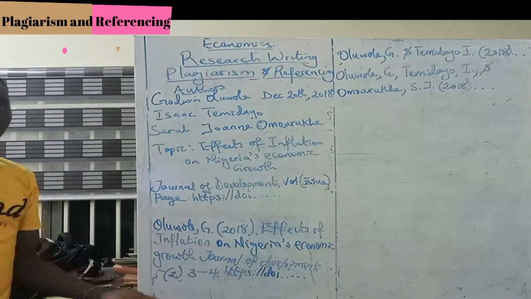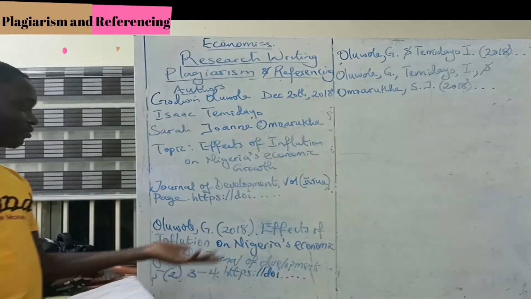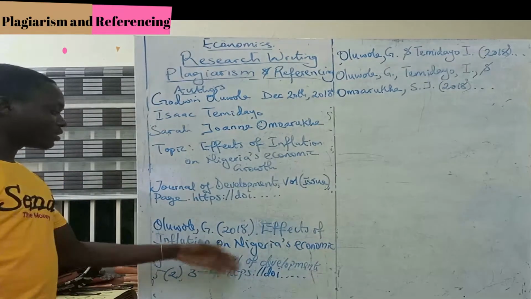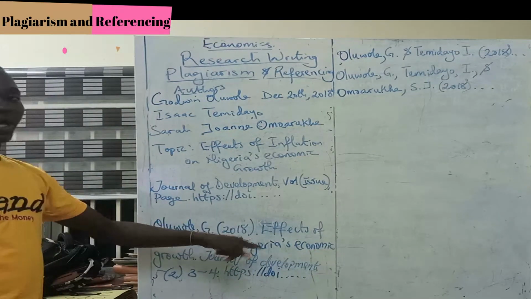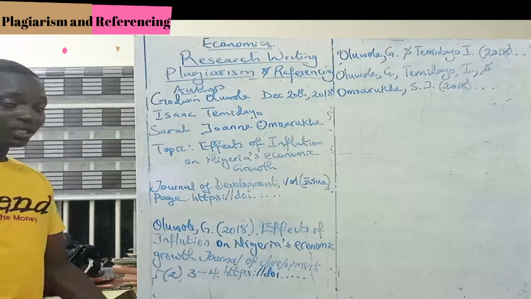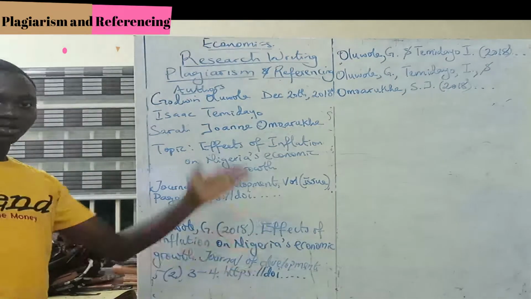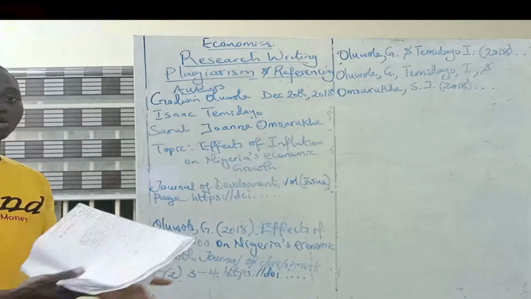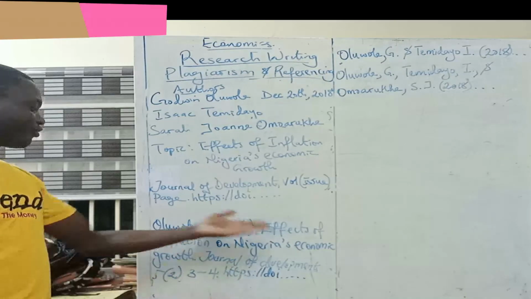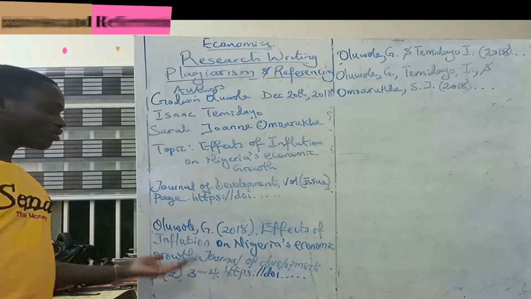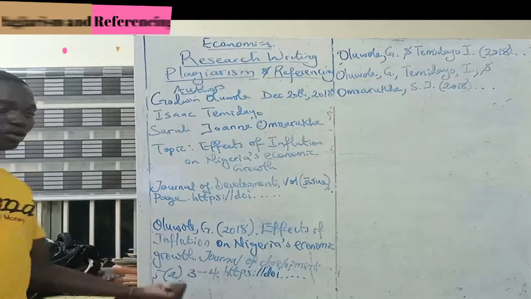You are going to see it inside the journal. You don't have to rack your brain. So you close the bracket, then you full stop after the date of publication. Then the title, of course. The title is one of the boldest things you're going to see on the first page, and the authors will be written underneath. Effect of inflation on Nigeria's economic growth. So that's the title. You put a full stop.